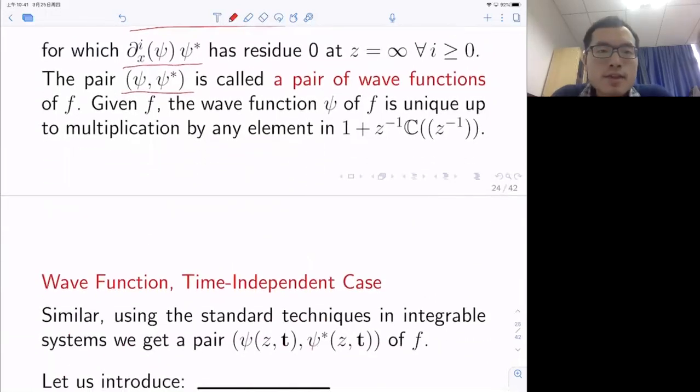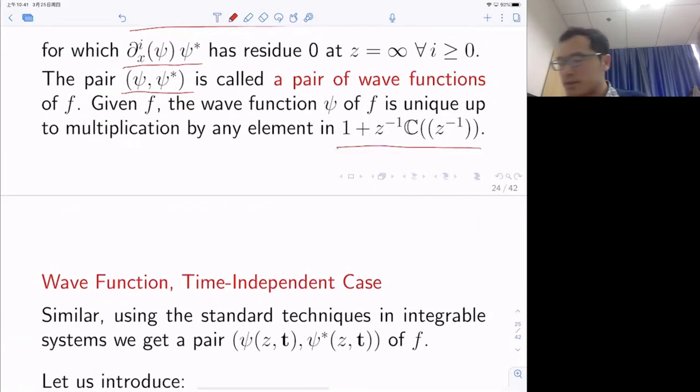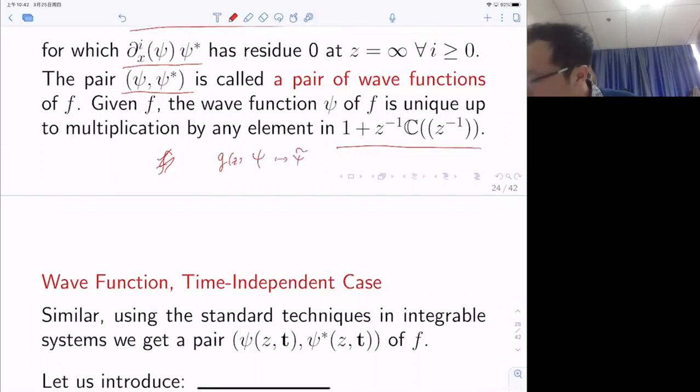And it's easy to see that for a given initial data f, the pair psi is defined up to a multiplication by an element in the formal power series of z inverse. So we can multiply g(z) to psi to get psi tilde, and the corresponding psi tilde star will be psi star divided by g(z). Okay, so this gives the freedom of the pair.